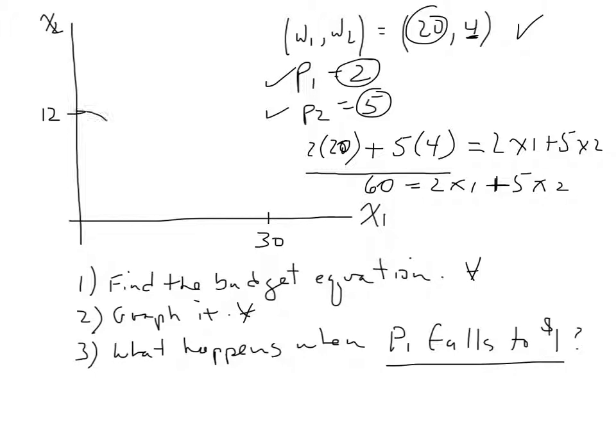There's a straight line connecting the 2 points, or straight-ish in this case. And we know that it has to contain the endowment point. The endowment point is going to be 20 and 4, so we can mark out 20 and 4, and that's the endowment point.